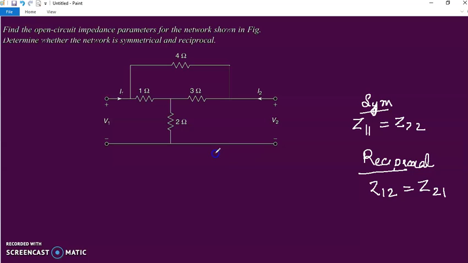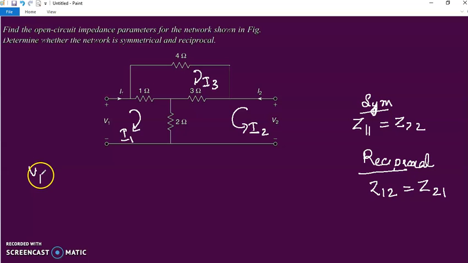So here we have 3 meshes and only resistors are there. So we need not draw a transformed circuit. If there were inductors and capacitors, we should draw the transformed circuit and then calculate the Z parameters. So here there are only resistors, so directly we will go to the equations. So this is mesh 1, this is mesh 2, and this is mesh 3. So we'll write the equations.